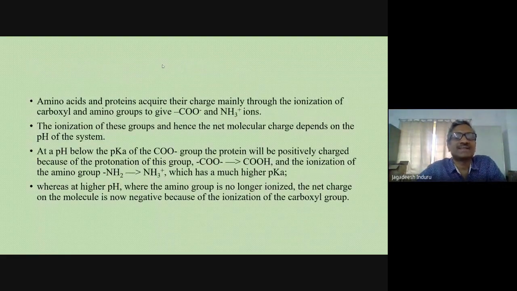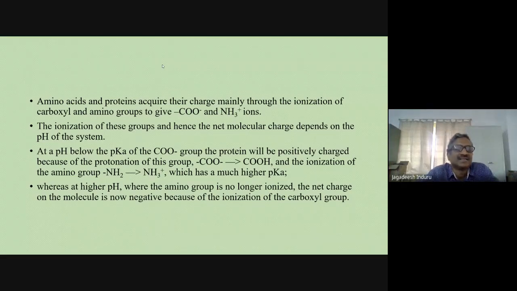Amino acids and proteins acquire their charge mainly due to the ionization of carboxylic acid and amino groups to give COO minus and NH3 plus ions. Because of that, they can have a neutral charge. Whereas quaternary ammonium salts alone have a positive charge; they act as cations. So the ionization of these groups, and hence the net molecular charge, depends upon the pH of the system.